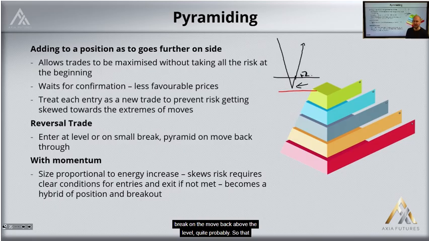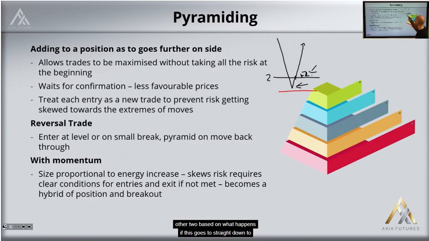Quite probably. So that then justifies 2 here and 2 here. So that's the way that you look into pyramidal reversal. This can be a way of saying, right, I want 4 on, but I'm going to enter 2 to make sure I'm in, and then I'm going to decide whether to add the other 2 based on what happens.